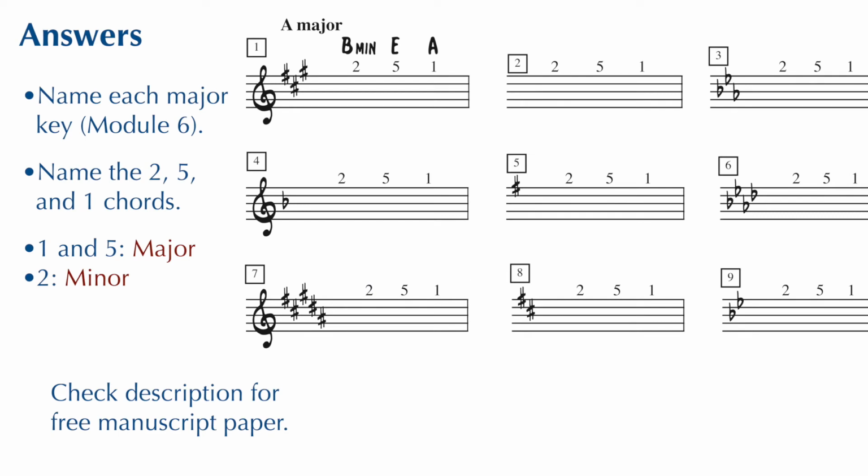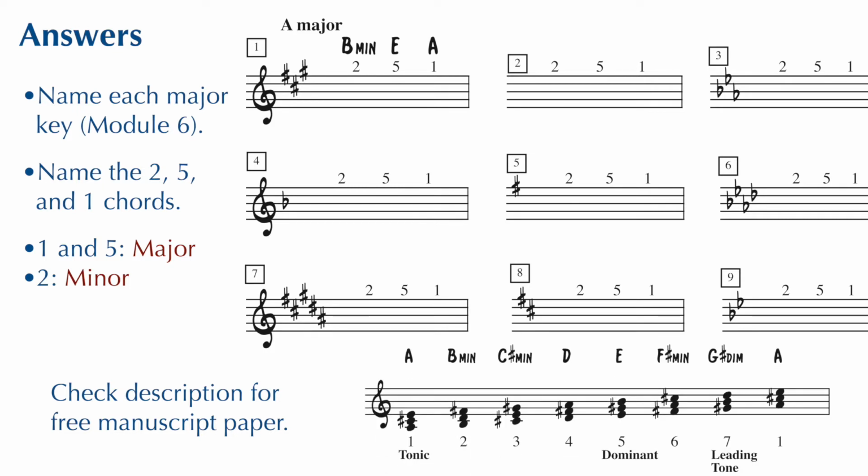Number 1's already done for you. If there are 3 sharps in the key signature, you're in the key of A major. We can build out the A major scale and its triads. From there you can see that our 2 chord is B minor, our 5 chord or dominant is E major, and our 1 chord, of course, is A major.